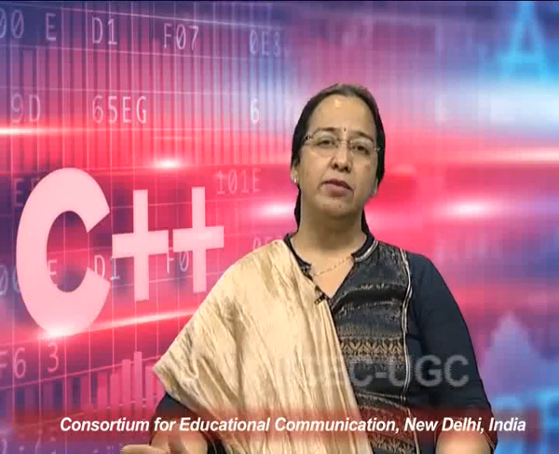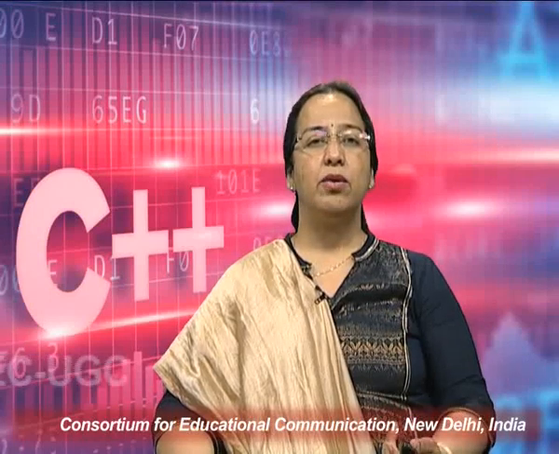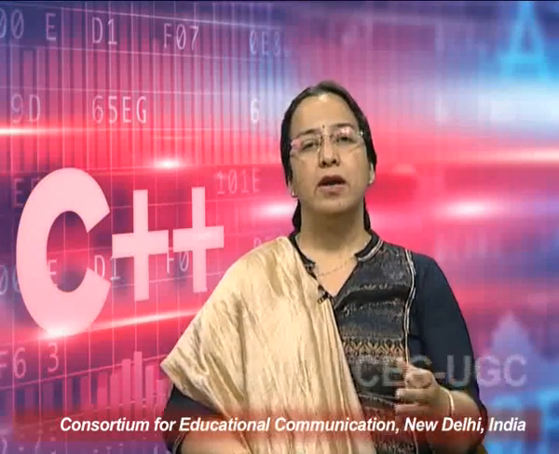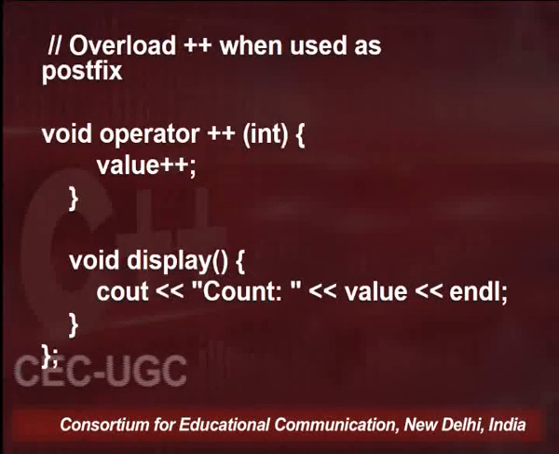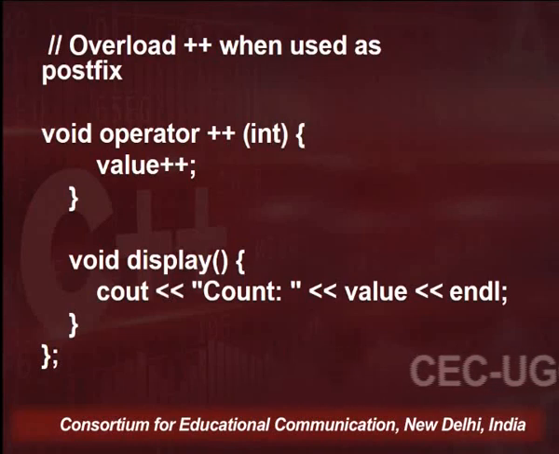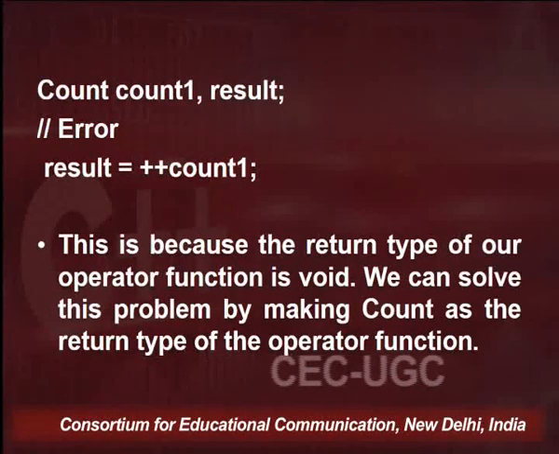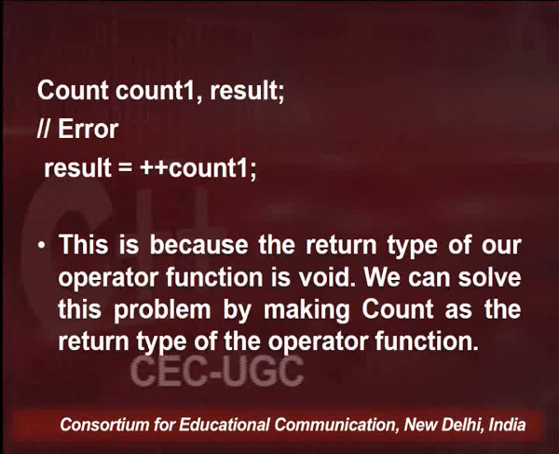In the earlier versions, please remember the program which we have seen, both the prefix version and the postfix version, as you can see on the screen. Here is the prefix version, which gives the return type as void, and here is the postfix version, which is also giving the return type as void. So none of them is going to return an object of the class count. Just because of this simple reason, we cannot say result = ++count. This is just because the return type of the operator function is void.